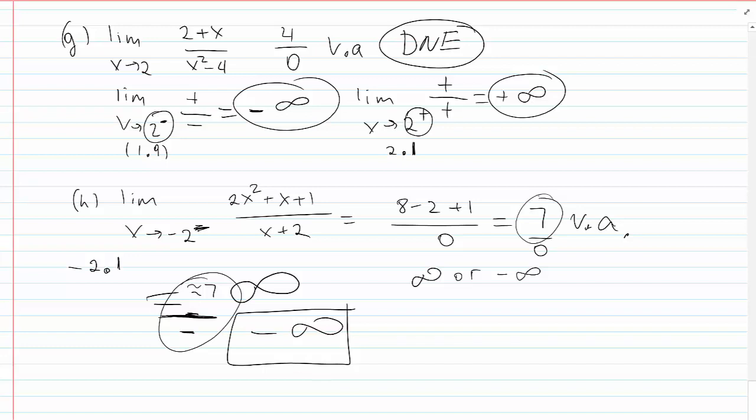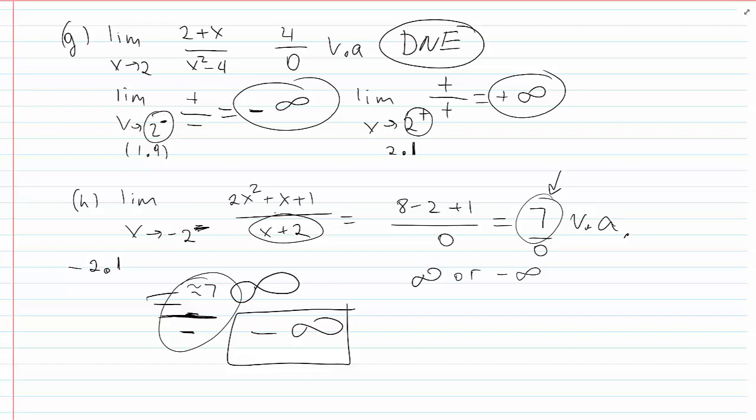Once again, you see, the numerator is 7. The denominator gets close to 0. That means you're dividing by something small, which results in infinity. The reason it is negative infinity in this case is because the numbers on the left, like negative 2.1, make the denominator negative. That's why the answer is negative, while on the right side, it will be positive.